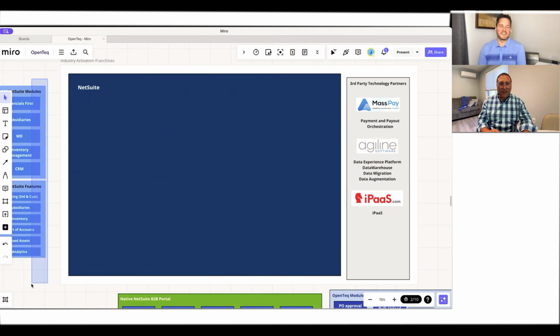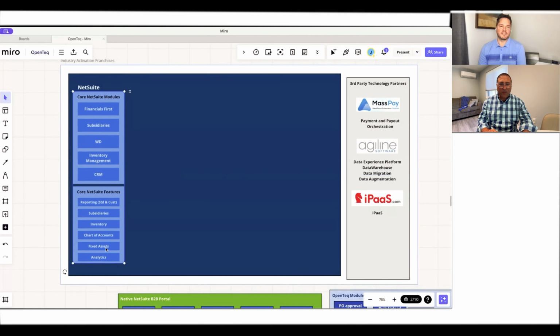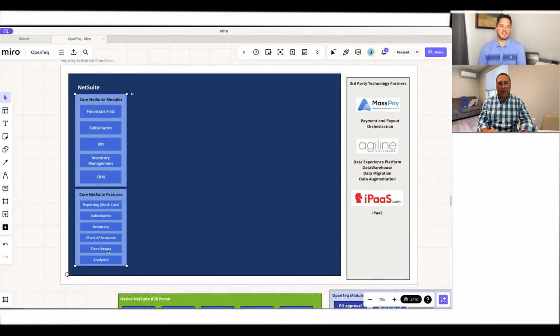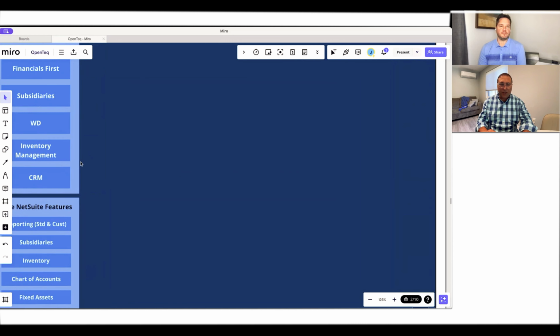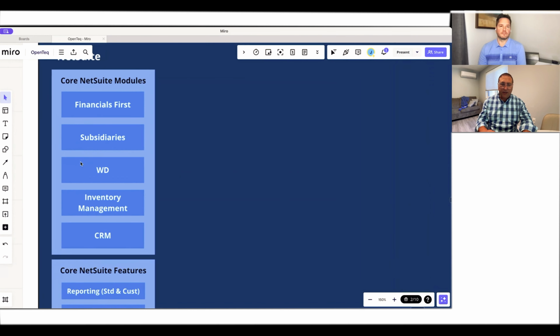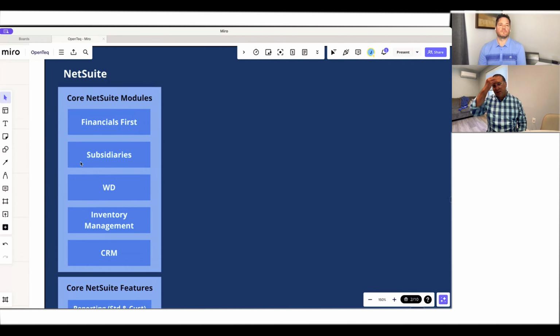Okay, so now let's start with the core NetSuite modules that we're going to recommend for the franchises. Of course, every franchise is going to need financials first, right? Financials first, being a source of truth for the chart of accounts, and then being able to have the subsidiaries inherit the customizations and the modular nature of the financials to the rest of the subsidiaries.